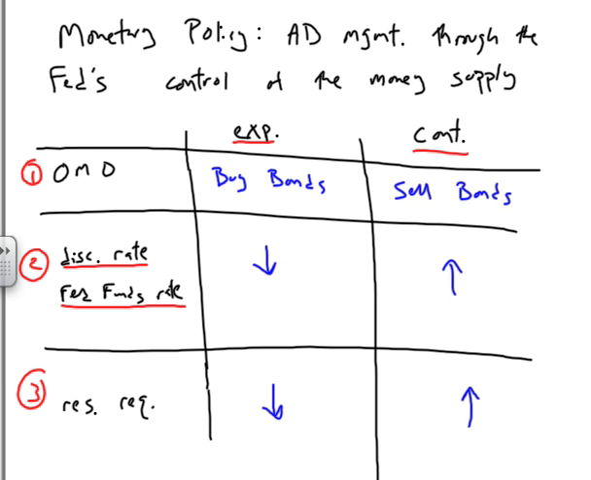They're also listed from OMO on down, from the most fine-tuning to the crudest of the policies. So OMOs can be done in any small incremental amounts. I guess the discount rate and Fed funds rate usually can be changed in small quantities too, but those changes have larger impacts, and even small changes in the reserve requirement have very large impacts on the money supply. So that is not a very fine-tuning mechanism at all.